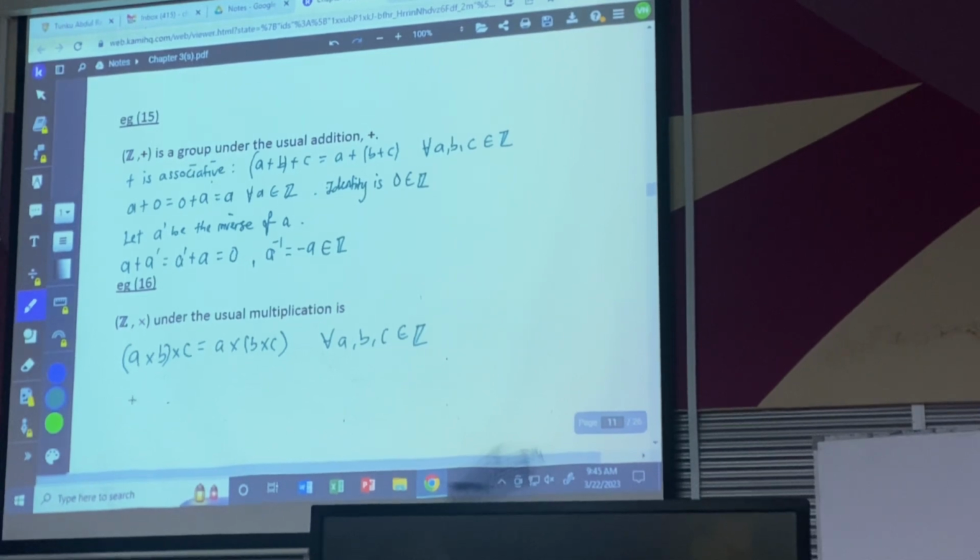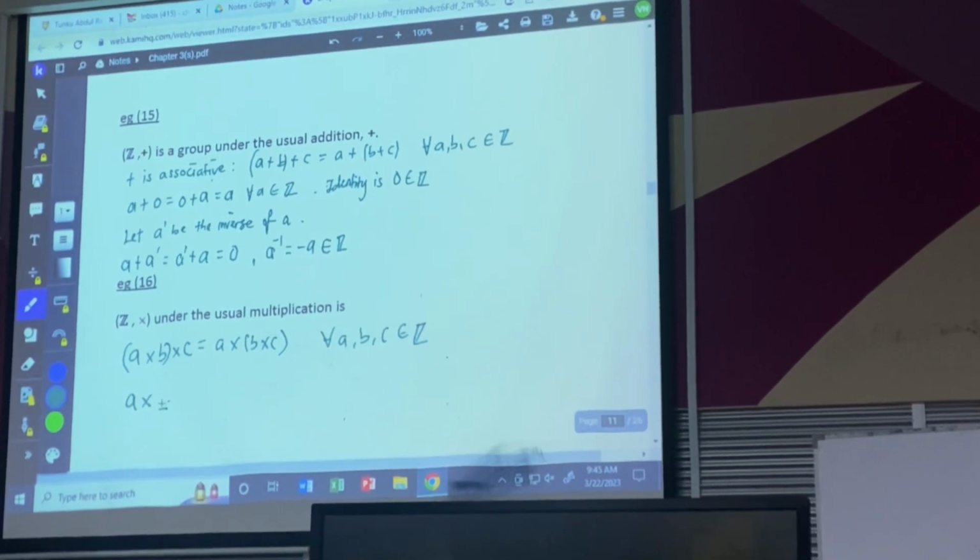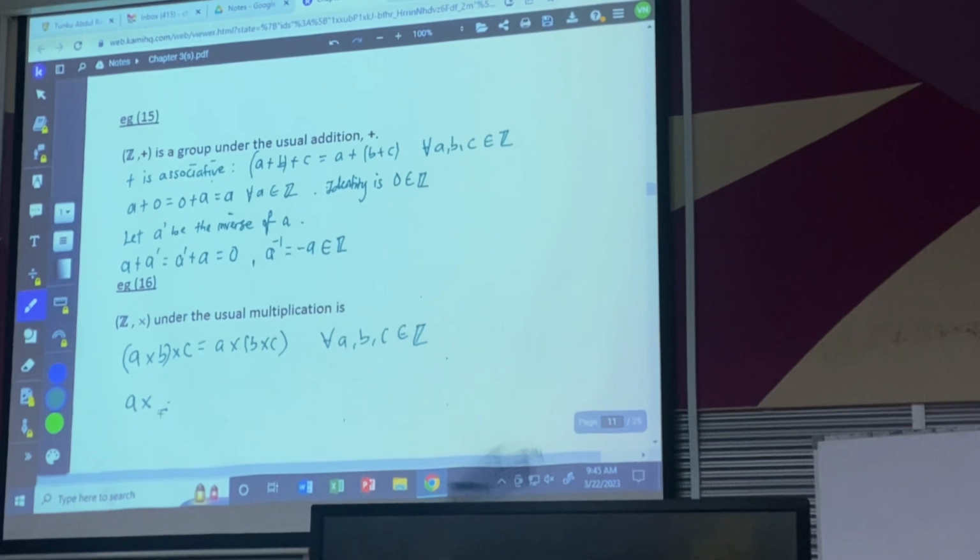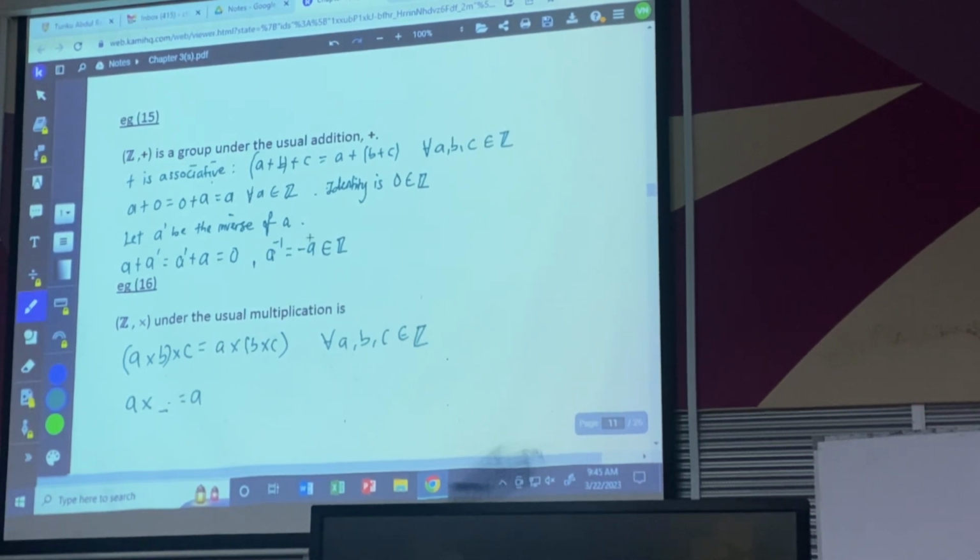When we find the identity, we need to find A multiply the identity. You don't straight write zero first, because now you need to find the identity in order that the answer is A. I know that I gave the example A plus 0 equal to A, and all of you will write A multiply 0 equal to 0. Is it like that? What we want to find is the identity.